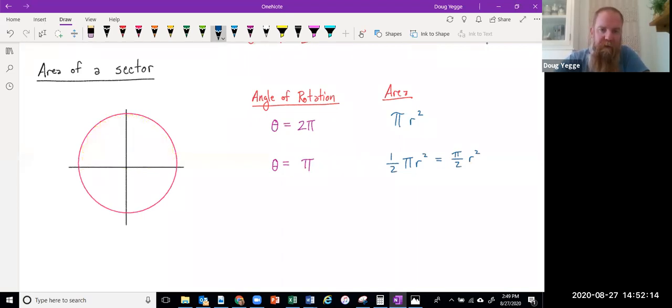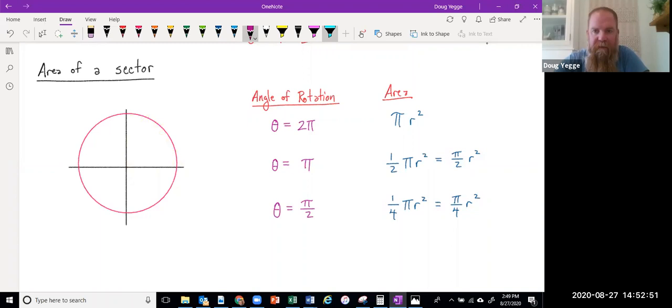Let's go ahead and do another example. Let's say that we only wanted to find the area of 1/4 of our circle. Well, the area of 1/4 of our circle is just going to be 1/4 of whatever pi r squared is. Or in other words, pi over 4 r squared. But if you take a look now at the angle of rotation for here, this is just theta equals pi over 2, because 90 degrees is equivalent to half of pi.